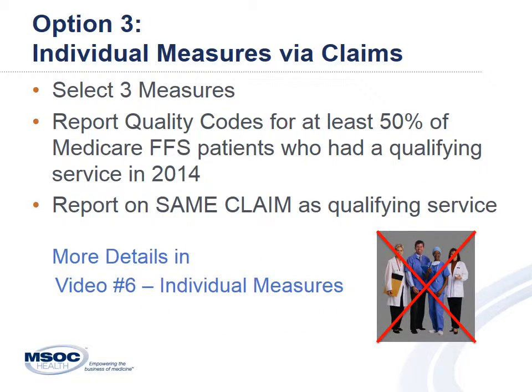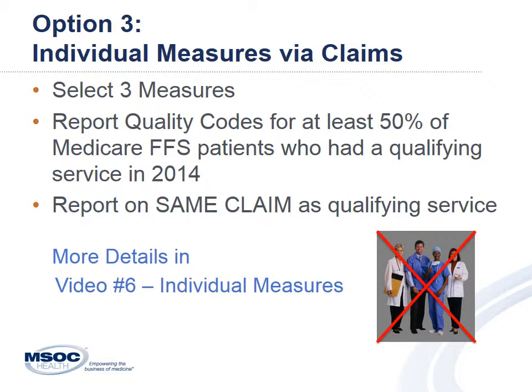Your third choice is to report on individual measures via claims. This option is also available only at the individual provider level, not for the group as a whole. To avoid the PQRS penalty, you'll need to report on 3 measures for at least 50% of Medicare patients that are eligible for that measure.